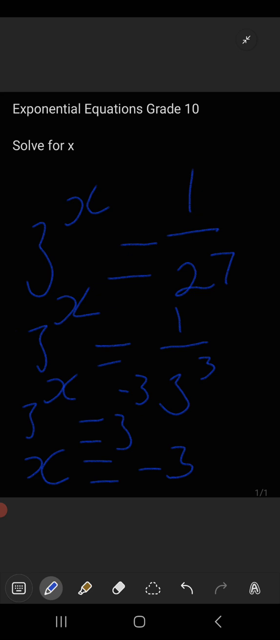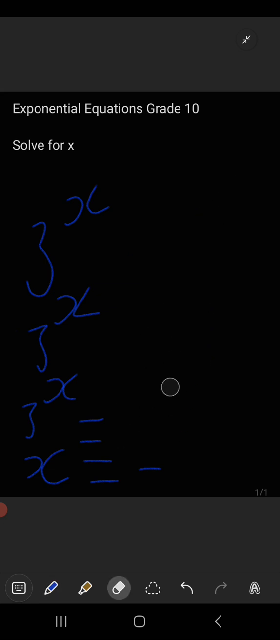You can go back and check: 3 to the power of negative 3 will give you 1 divided by 27. Right? So let's consider our third example.